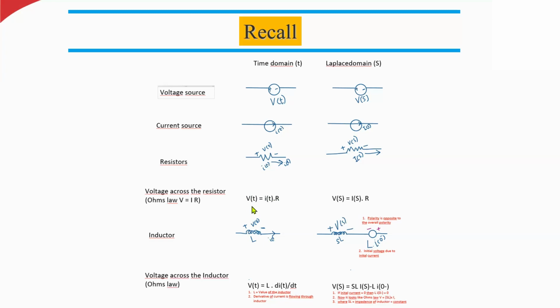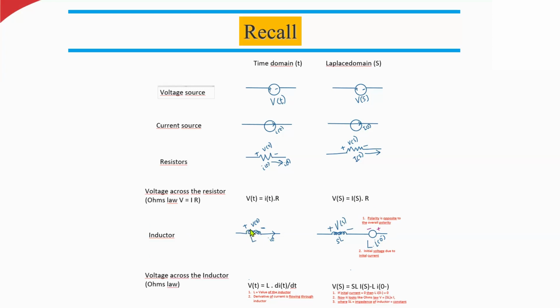Now you can convert the same equation into the S domain in this way. You already know how to convert the voltage source into S domain, and how to convert the current source into the S domain. So here capital V of S is equal to capital I of S times R. This is the equation in S domain. Now we have completed the resistor. Now we will see the inductor.